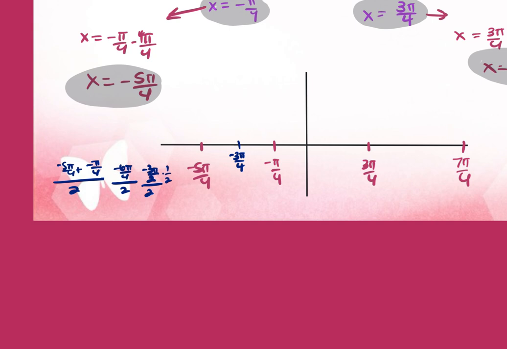So same thing over here. I'm going to do negative pi over 4 plus 3 pi over 4, and then divide that by 2. 2 pi over 4 over 2 would be pi over 2 over 2, which is pi over 4.